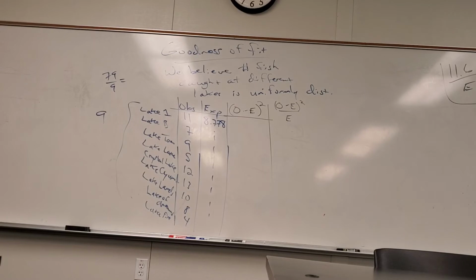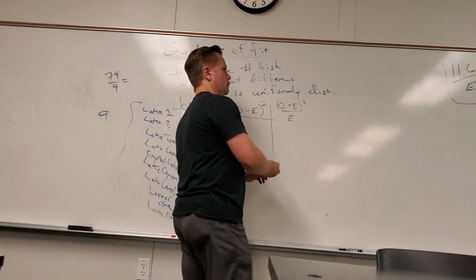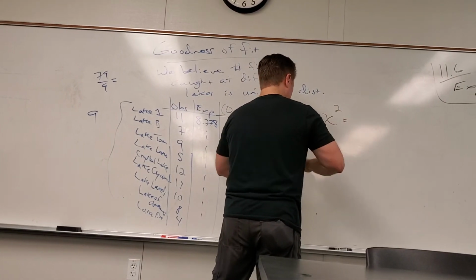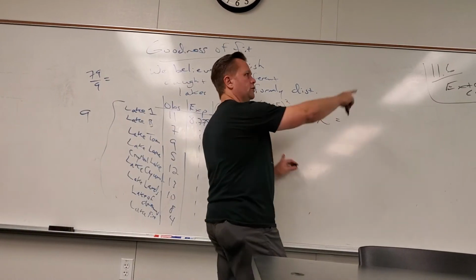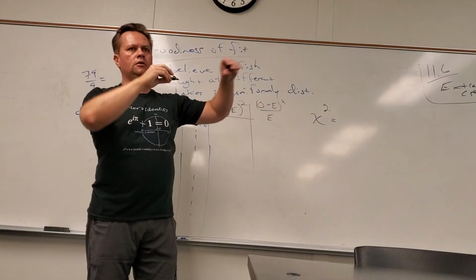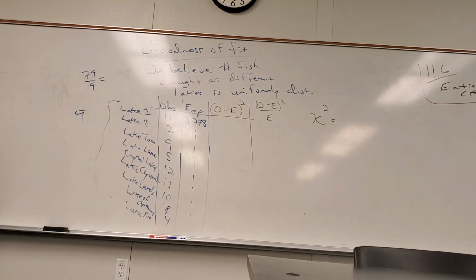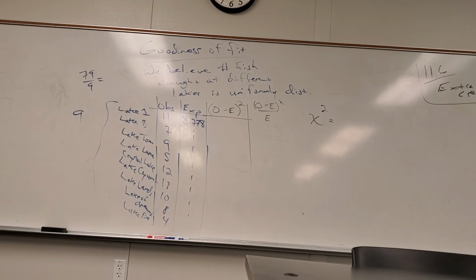So how do I get what chi-squared is? What do I do? Just sum up L4, right? That's the formula for chi-squared, the sum of all that stuff.